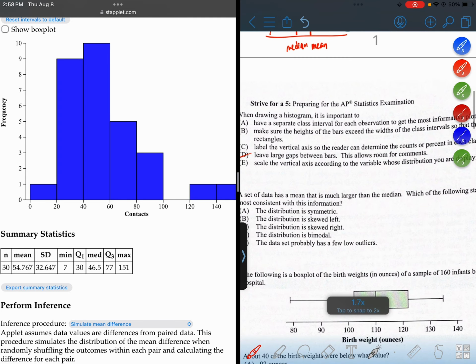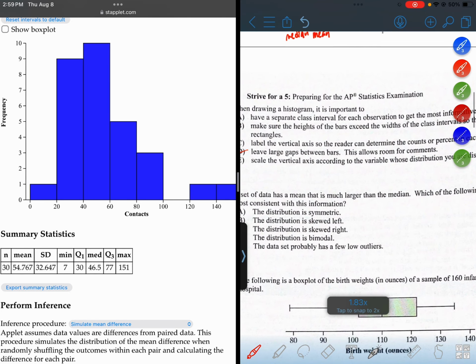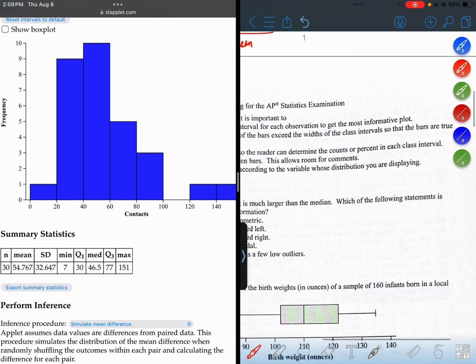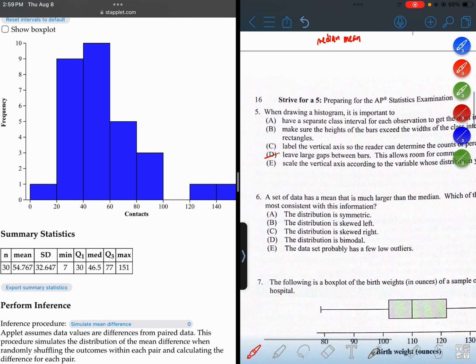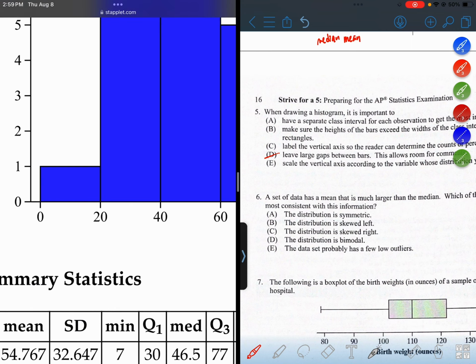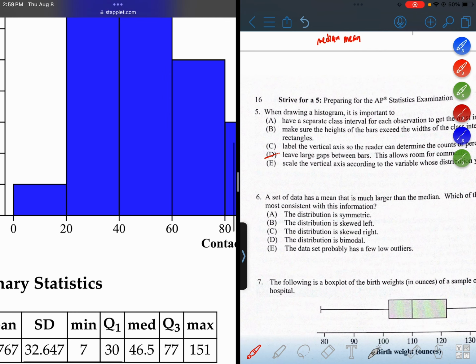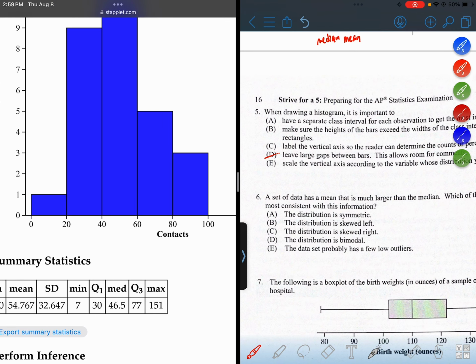Have a separate class interval for each observation to get the most informative plot. If we put each observation into its own class, then we wouldn't get any stacking at all. In fact, the point of the histogram is to combine or bin values together, right? Values that are close together should fall in the same bin. So we've got the 0 to 20 bin, the 20 to 40 bin, etc. We want binning and we want observations to be combined together, so A is not a good choice.